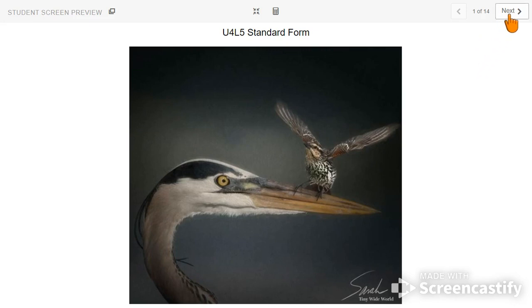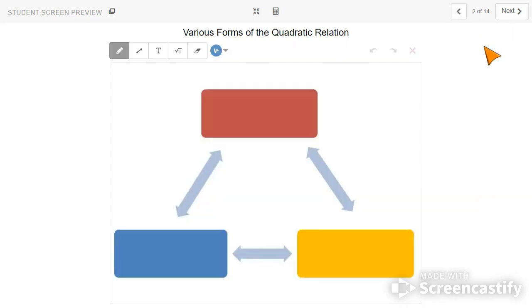Today's lesson is on the standard form. So far, we have looked at the vertex form of the quadratic relation. When we're in the vertex form, we have y is equal to a(x minus h) squared plus k. The advantage of this form is that we're able to easily find the vertex. So we know that (h, k) is the vertex.